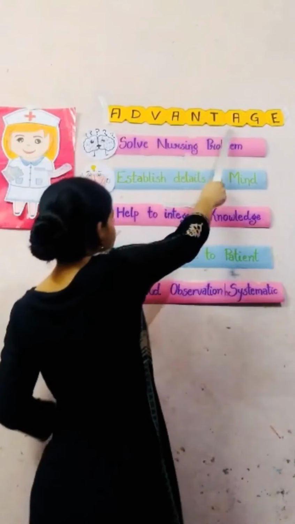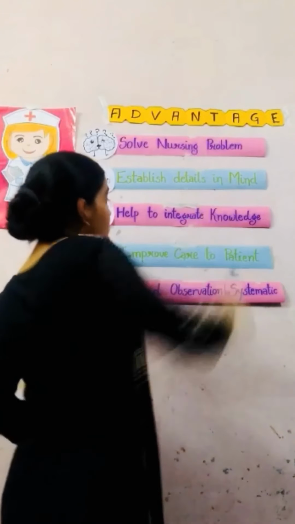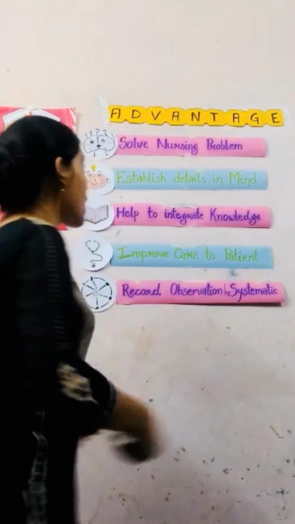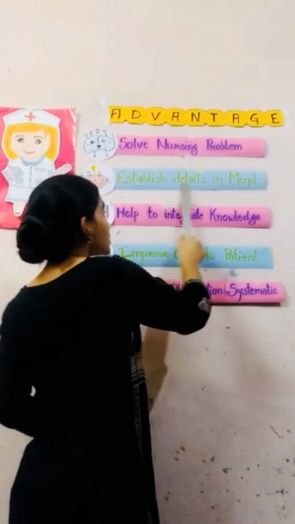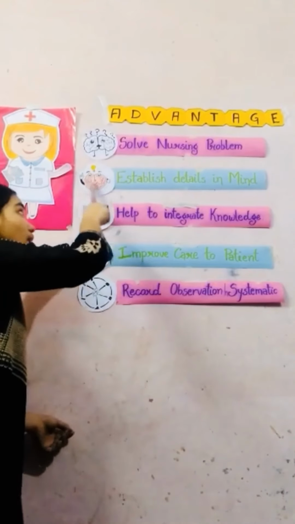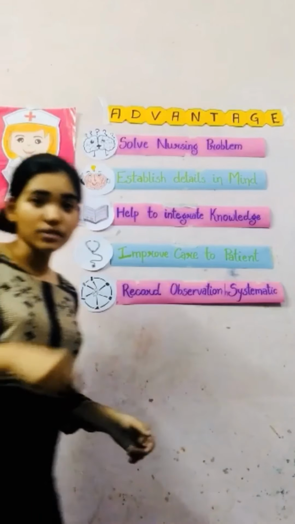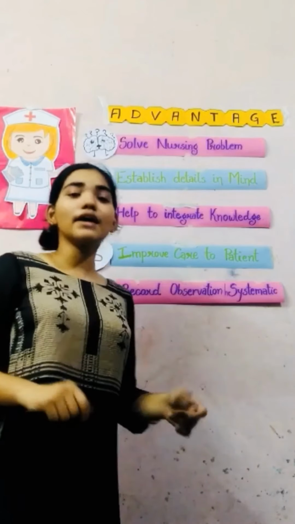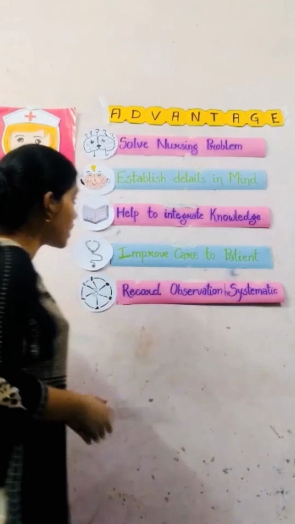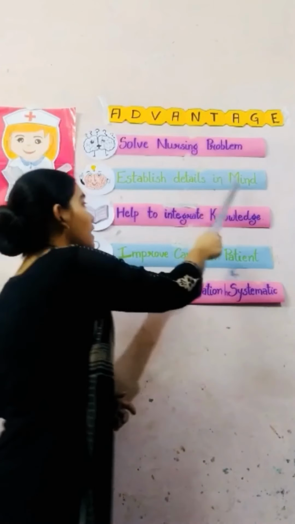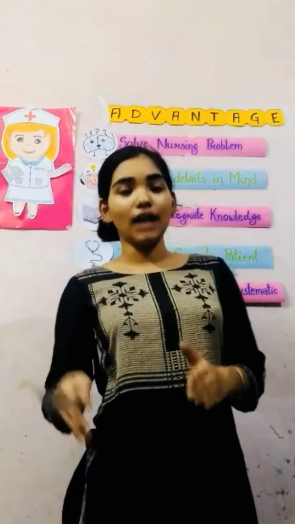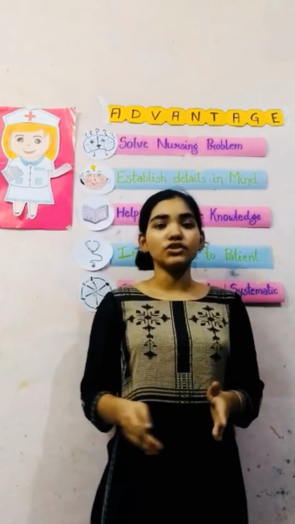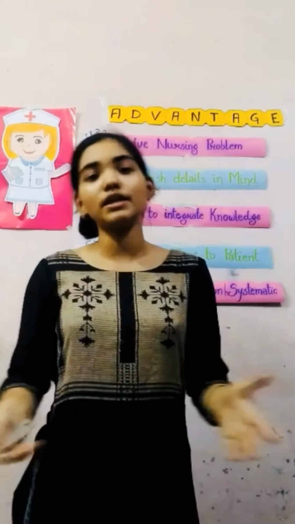So what are the advantages? First is solve nursing problems. It helps the student nurse to solve the nursing problems in day-to-day life from past experiences. Then establish details in the mind. After assessing the systems and acknowledging that knowledge in the field of nursing, she is able to establish the details in the mind. Help to integrate knowledge. It helps the student nurses to integrate knowledge of different subjects like medical, surgical, nursing foundation, education and communication, sociology, etc.